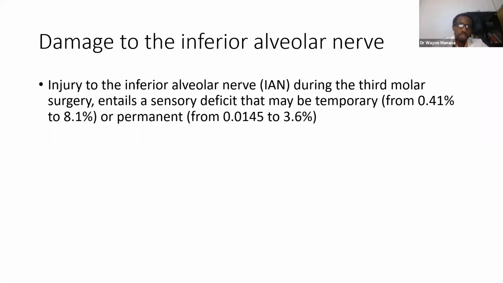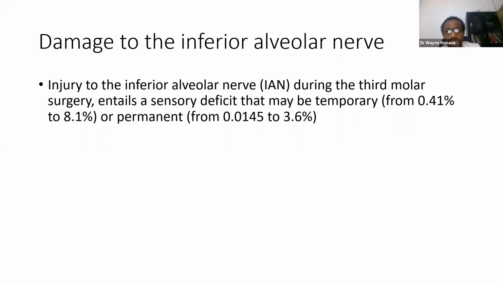So the last part of our discussion is damage to the inferior alveolar nerve. And this is, so injury to the inferior alveolar nerve during third molar surgery. This is the most devastating. So if we rank the disasters from wisdom teeth, the ones that patients do not like, I would put this number one. And the incidence is very variable.